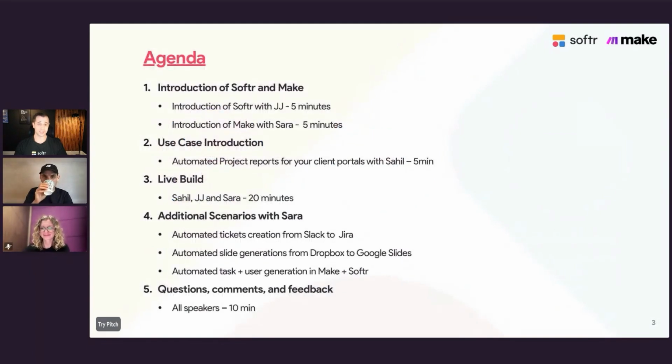For our agenda today, Sarah and I are going to do a short introduction on Softr and Make, showing you our key value props and how you can use them to build for your own stuff. Then Sahil is going to walk us through the problem and solution that our live build is going to be solving today. At the end, Sarah is going to introduce us to some more ways that we could use AI, automations, no code, and Softr to add additional scenarios to help you solve additional problems. Then we'll open it up for questions and comments at the end.